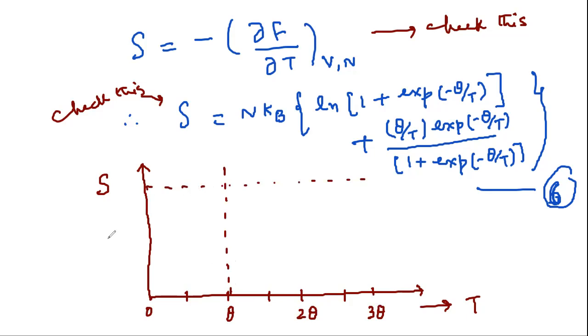Let me draw the curve with another color. I think let me use green. The behavior of entropy is like this. We try to plot it. It goes like this.